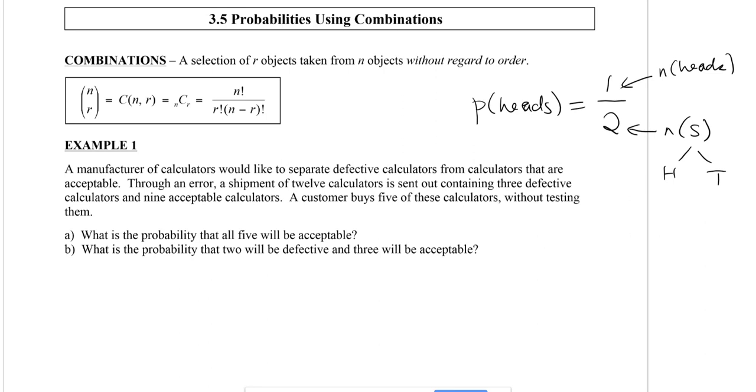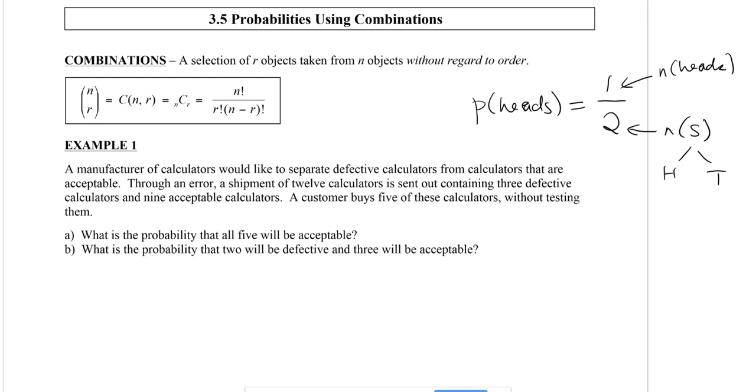Okay, so you have to remember that the numerator is the number of your desired outcome, or the number of ways for your desired outcome to happen. And the denominator is the number of ways of all possibilities. Okay, so please bear that in mind. And so let's go through example 1.